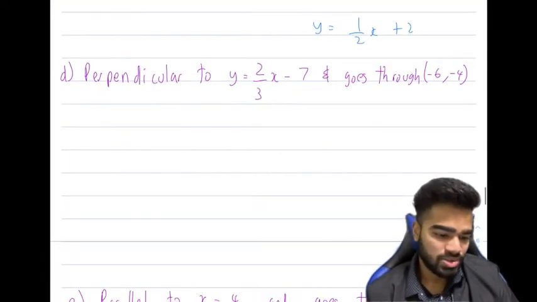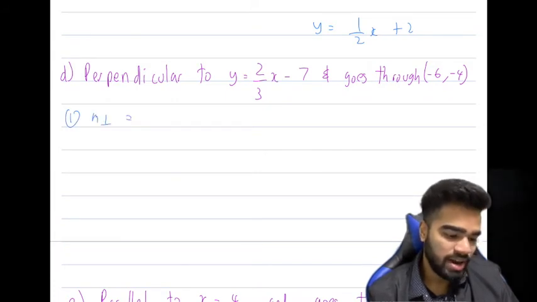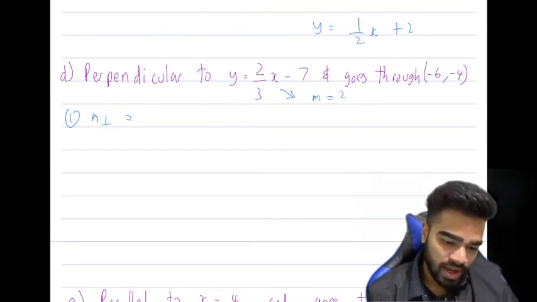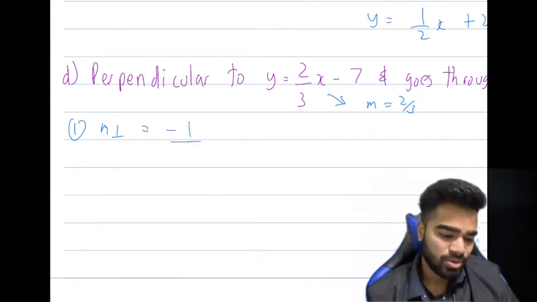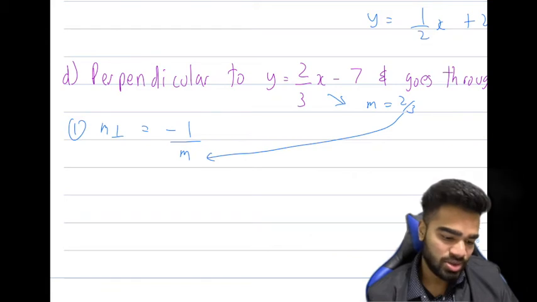All right, let's do D first. Again, it's the same thing. First step, find the perpendicular gradient, because that's what the question's asking. First you have to find the gradient of this graph. m is equal to 2 over 3. It's a bit weird, but remember the rule was -1 over m is the perpendicular gradient. So you sub this 2 over 3 into here.